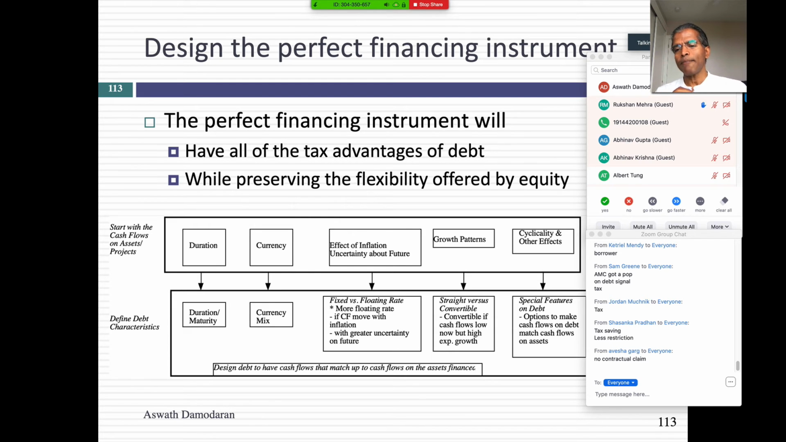So let's play a little game. Let's assume you're a company and you want me to design your perfect debt for you. So what's my perfect debt? My perfect debt has cash flows that move up when my cash flows are high and move down when my cash flows are low. So you ready? I'm going to ask you a series of questions, and I'm going to use your answers to design your perfect debt for you.